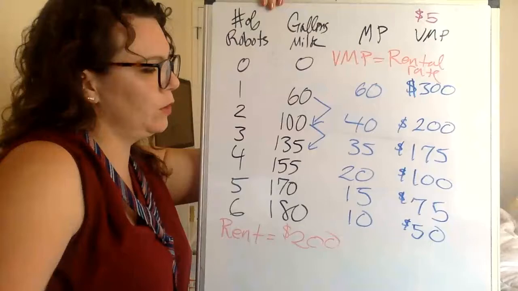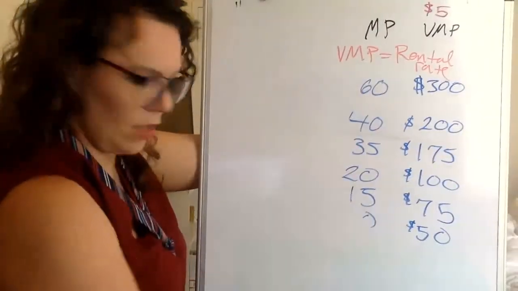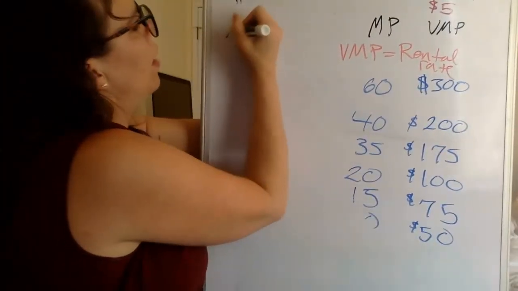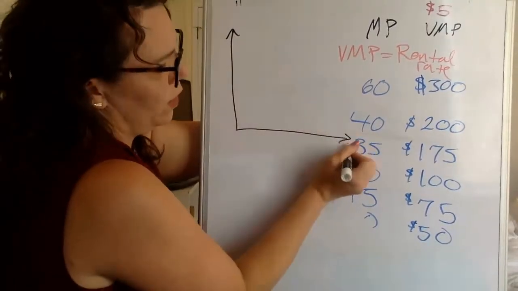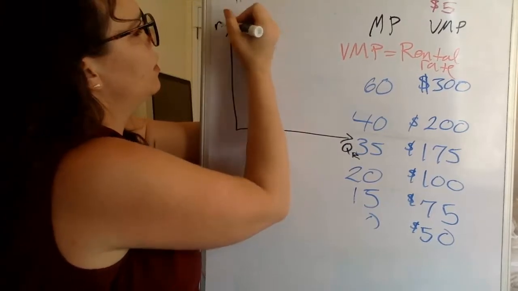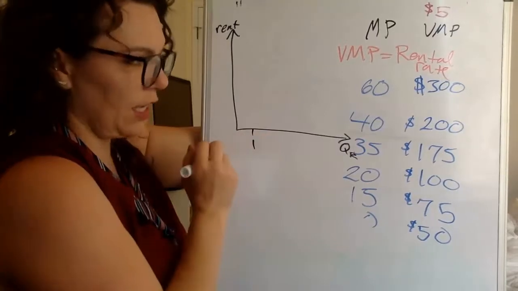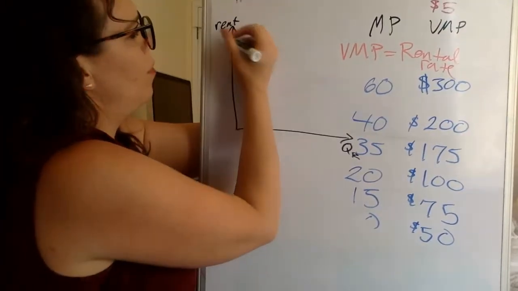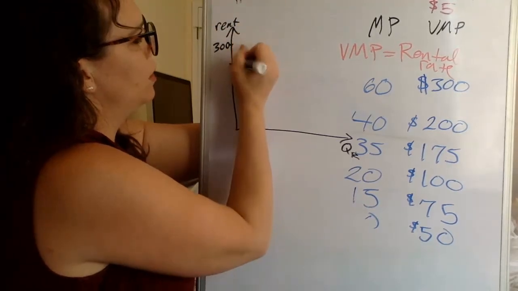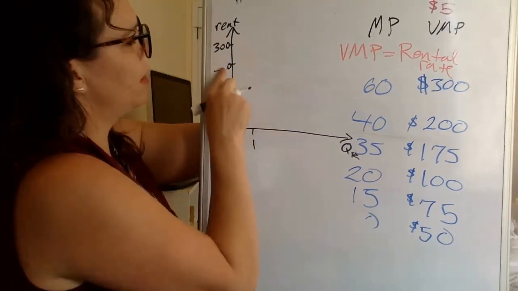If I wanted to ask you guys to graph it, you could go through and do that graphically. We'd look at the quantity of, let's say, robots we're going to hire and the rent associated with them. And we'd say, okay, the first robot gives us a value marginal product of $300. The second robot gives us $200.